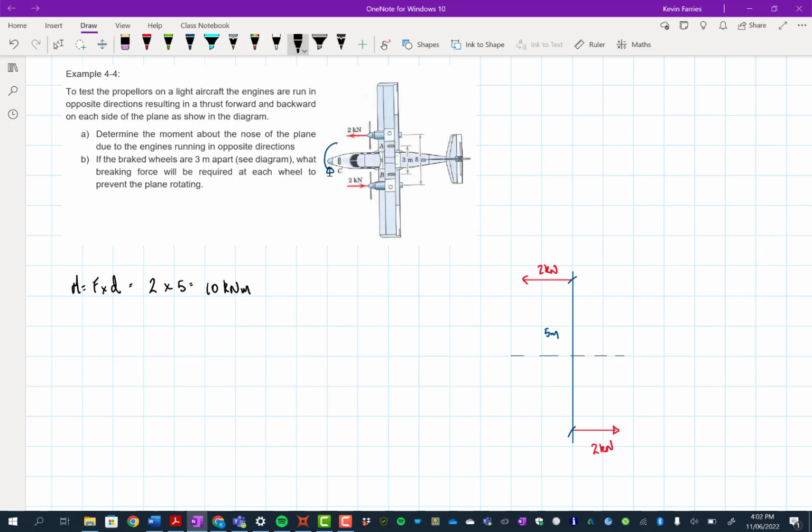That looks okay. They've asked for the moment about the nose, so we'll just give them the answer they want. Moment about nose of aircraft is 10 kilonewton meters. We could put in brackets anti-clockwise, but using the arrow is quite a nice way to do it. So let's just draw the arrow to show the direction, 10 kilonewton meters that way.